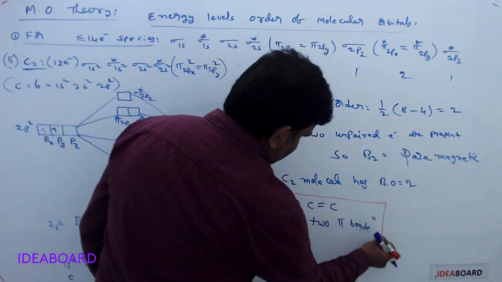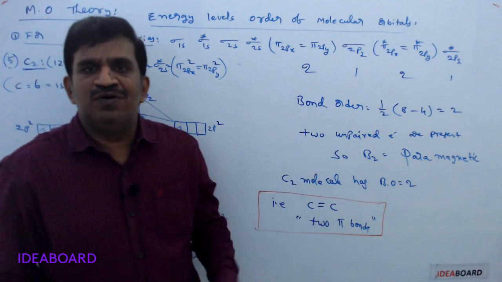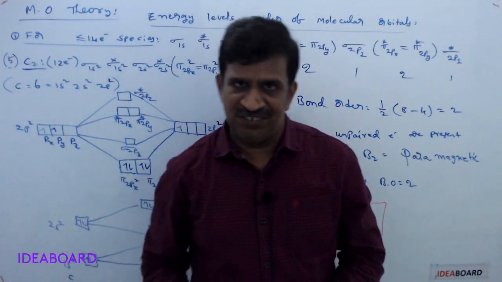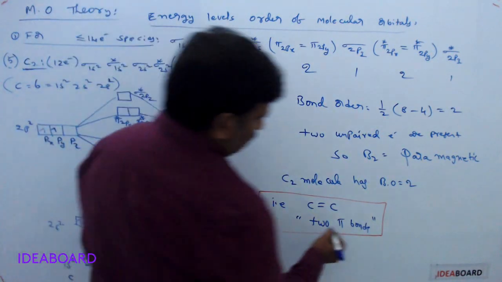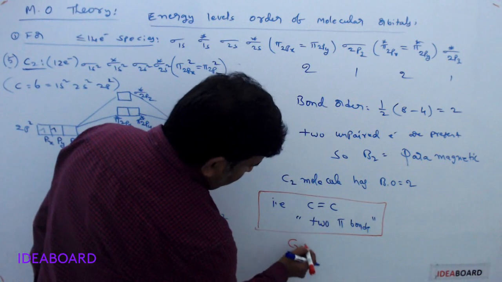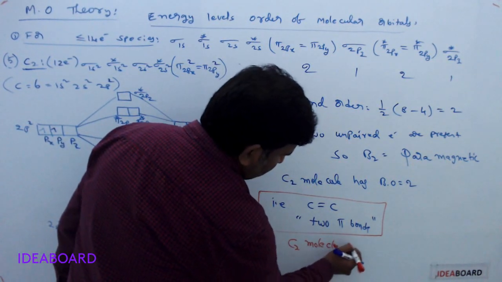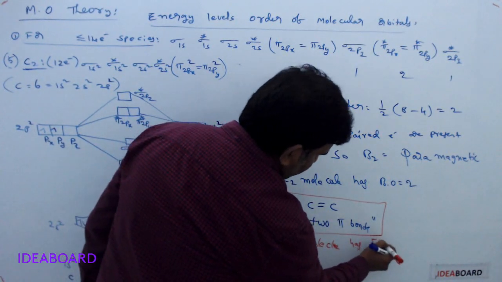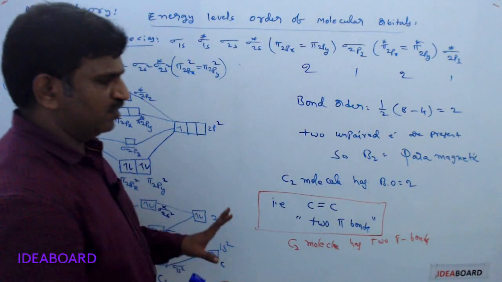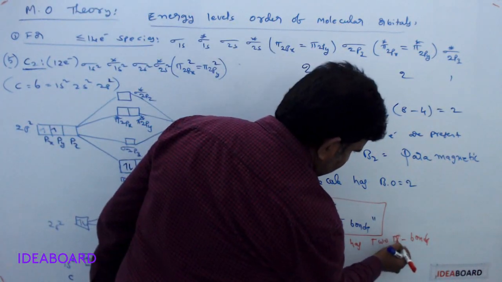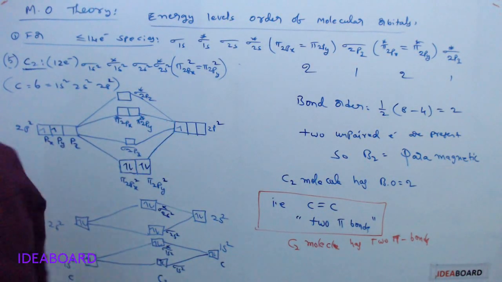And in 2019, they gave a question on this. In which of the following molecules only pi bonds are present? That is the C2 molecule. So please remember, the C2 molecule has two pi bonds, not sigma bonds. It has two pi bonds only. No sigma bonds are present in the C2 molecule.